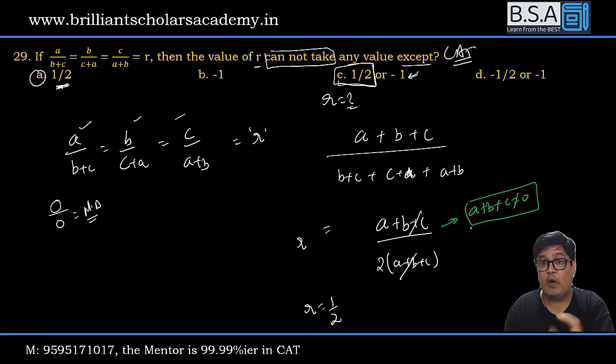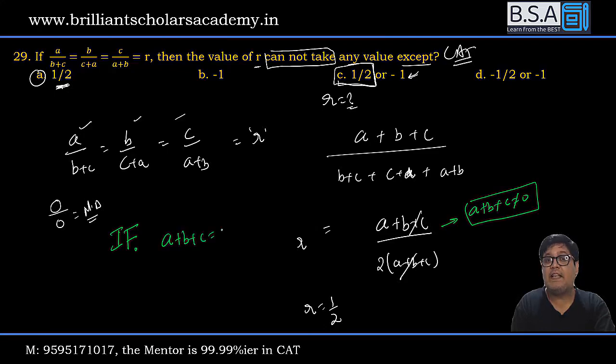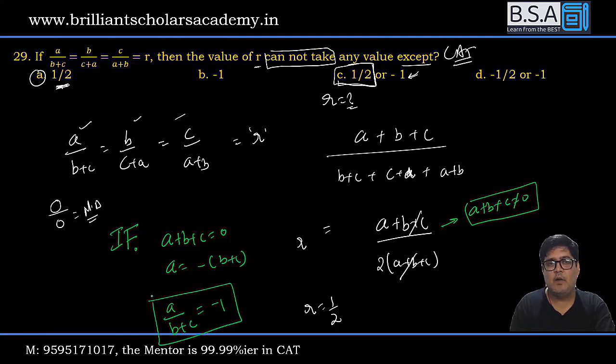When we cancel something, we assume, we imagine it cannot be 0. What if it is 0? Here, because I'm dividing, I get answer half. Half is correct. It assumes A plus B plus C is not 0. If, a very big if, A plus B plus C is 0, can I say A is equal to minus B plus C? If I bring it down, A upon B plus C is equal to -1. What is A upon B plus C? Equal to R. So R could also be equal to -1.